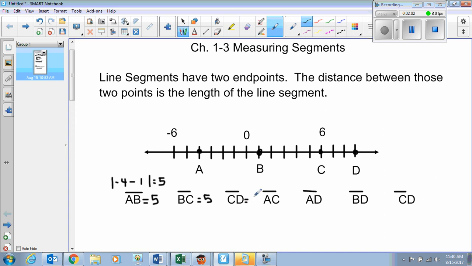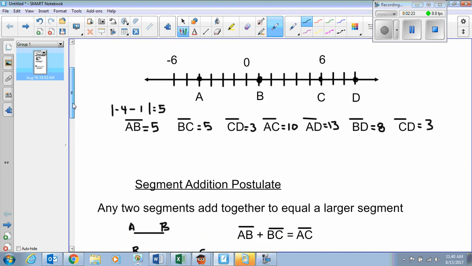Go ahead and see if you can figure out the rest of these. I'm going to fill in the answers here. See if you can get them the same. Pause it and fill them out. Okay, there's your answers. Hopefully you paused that and saw if you could figure those out on your own. AC was 10, AD was 13, BD is 8, and CD is 3. So that's how we can measure segments on a number line. Not too difficult as long as you can count.